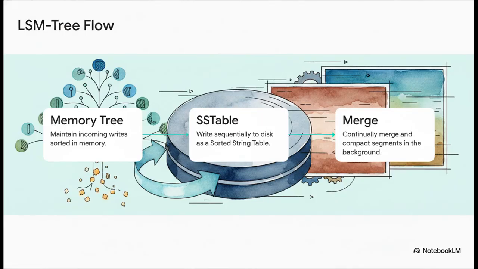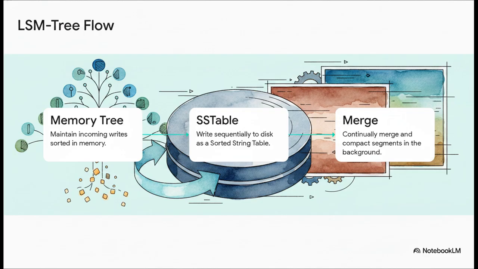Well, they handle data in a pretty fascinating way by keeping it sorted in memory first. Imagine that in-memory tree like a highly organized bouncer at an exclusive club, instantly sorting the VIP list before anyone is allowed inside. Once that memory buffer gets full, it writes the whole sorted chunk sequentially to disk as what's called a sorted string table.